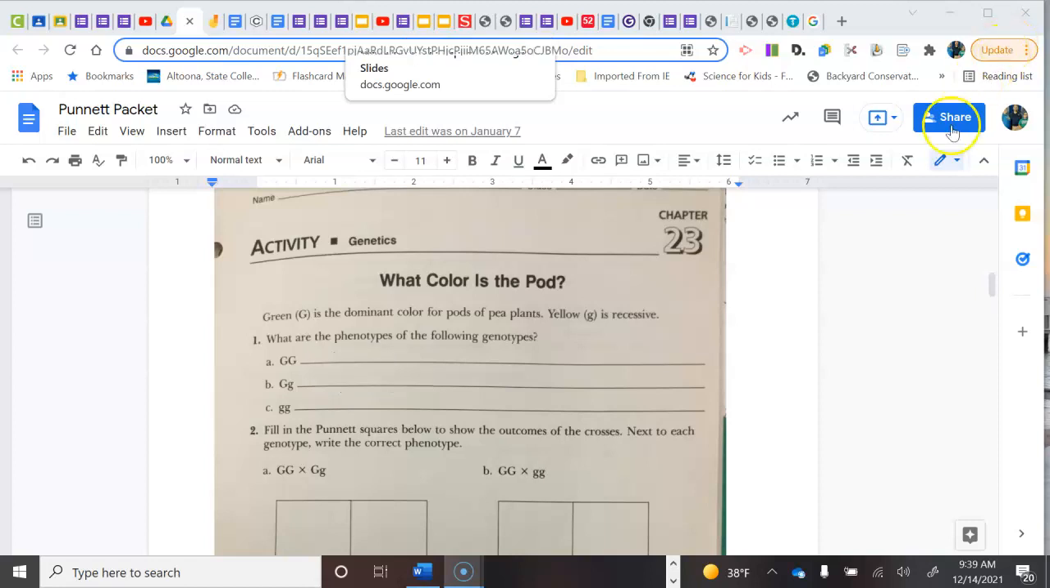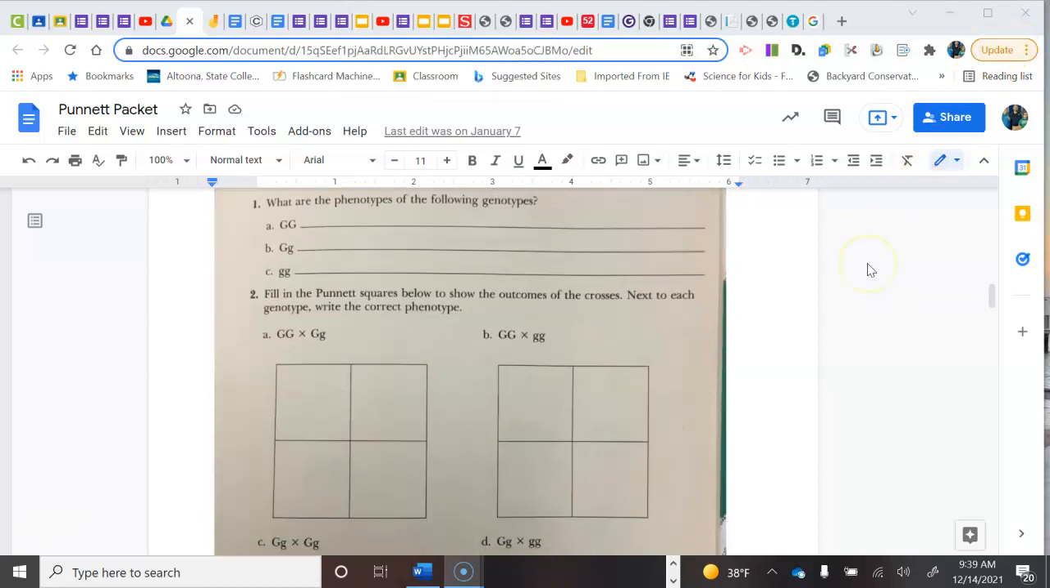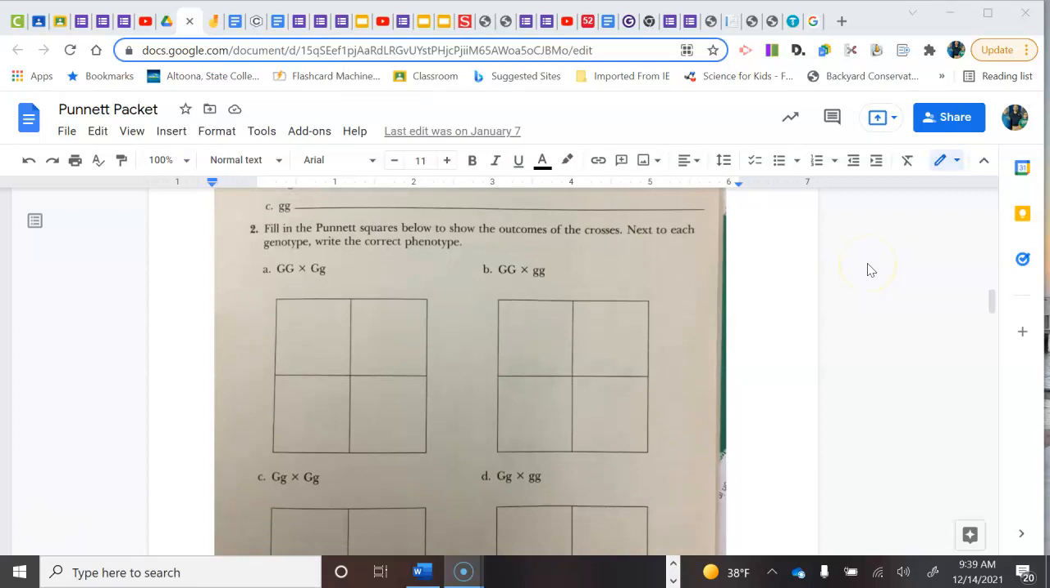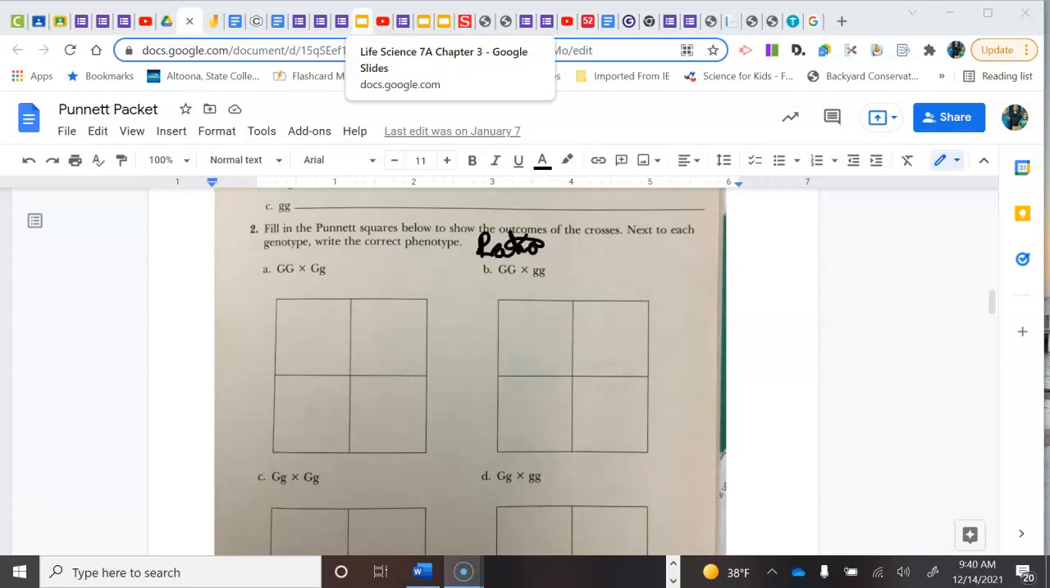All right, so fill in the Punnett squares below to show the outcomes of the crosses. Next to each genotype, write the correct phenotype. So we're going to set these up right now, and then we're going to actually add the ratio too. It's called the phenotypic ratio. So here you have big G crossed with big G, little g.